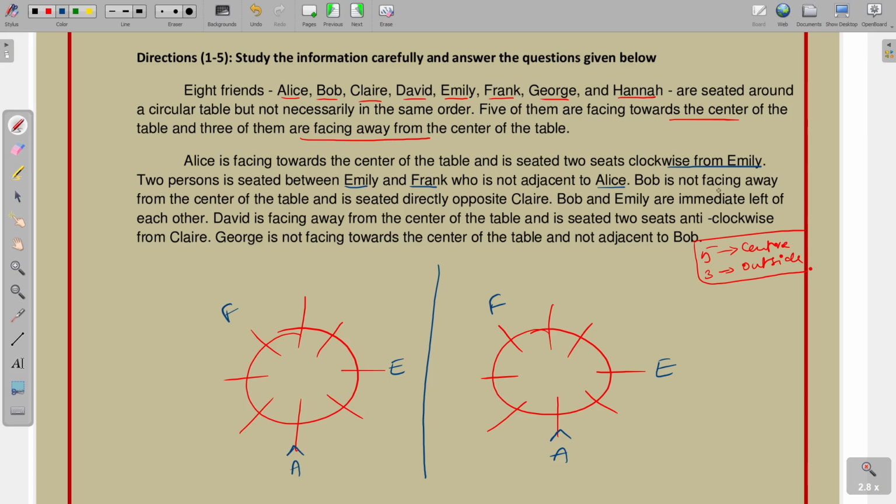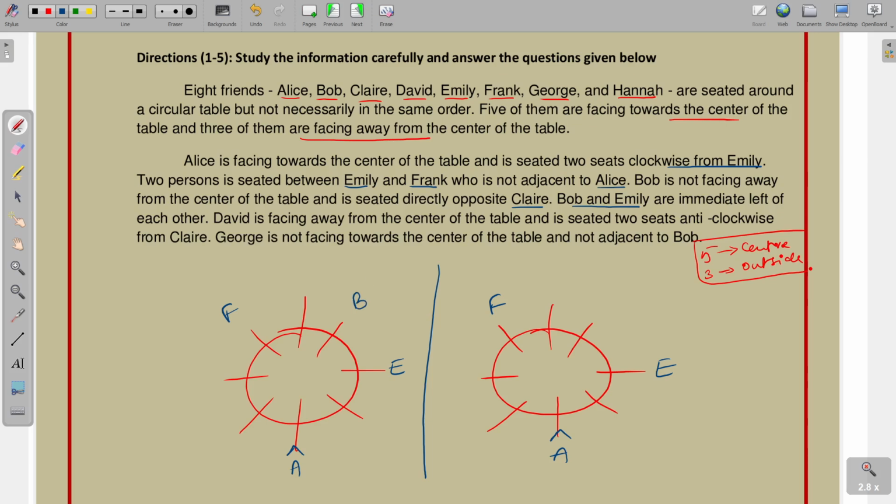So B is not facing away from the center of the table and seated directly opposite to C. So here B is not facing away from the center of the table. It means B is facing center and directly opposite to C. So B and E are immediate left of each other.